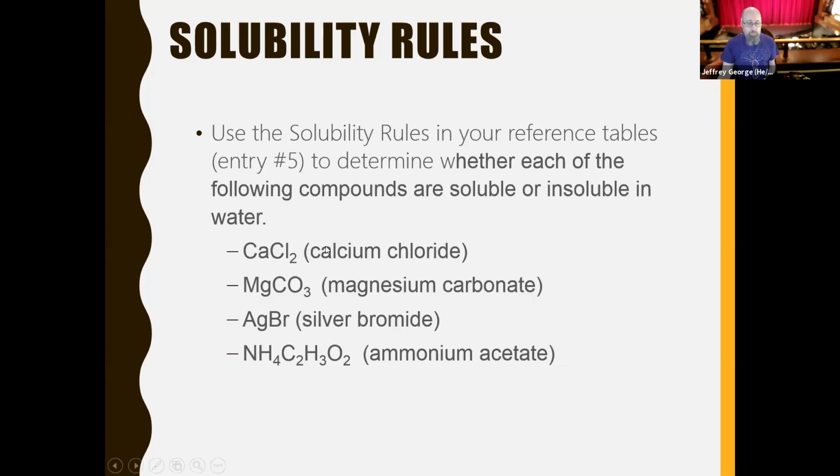And we're going to look up these 4 substances in the solubility rules, and we're going to determine, are each of these soluble or insoluble? Again, I will call these names out, so don't feel like you have to have them memorized there. Let me get to the reference tables again.